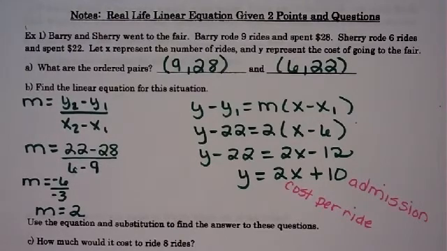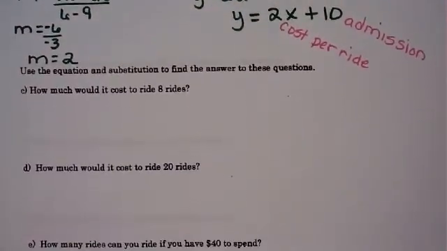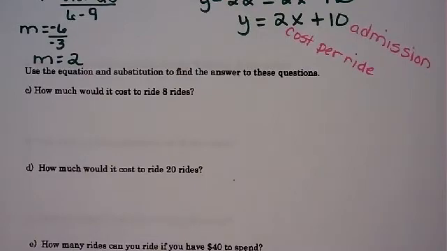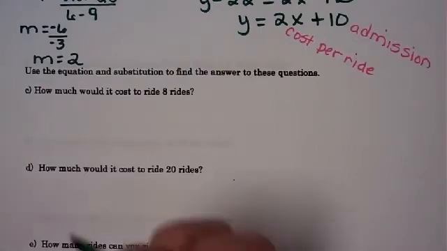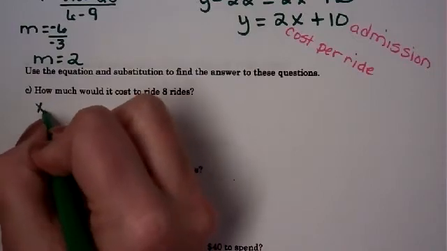Okay. Now, let's go down to our questions. Okay. This is a kind of a new piece for us. So we've got 3 questions here to answer, but let's look at the first one. It says, how much would it cost us to ride 8 rides? Okay. Now, remember up here we said X was the rides.